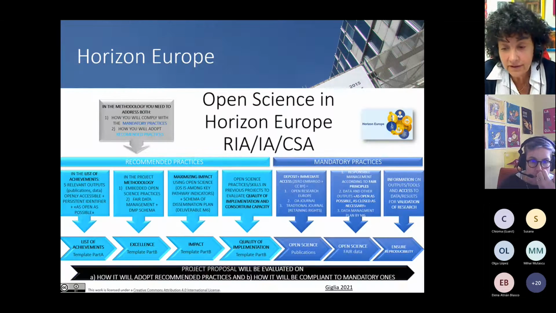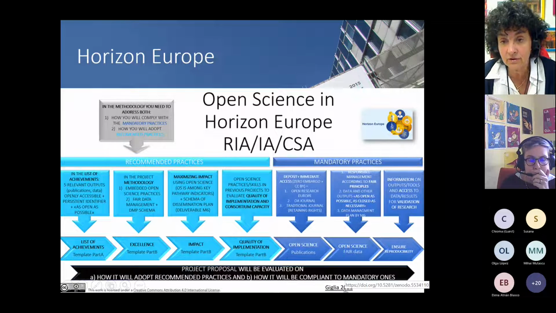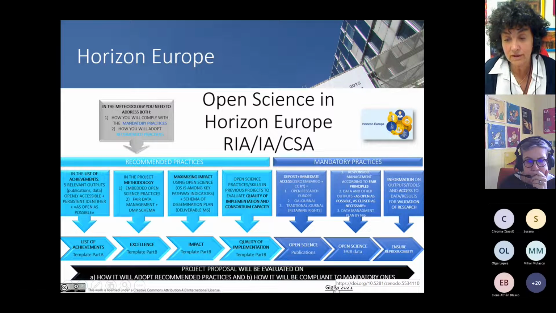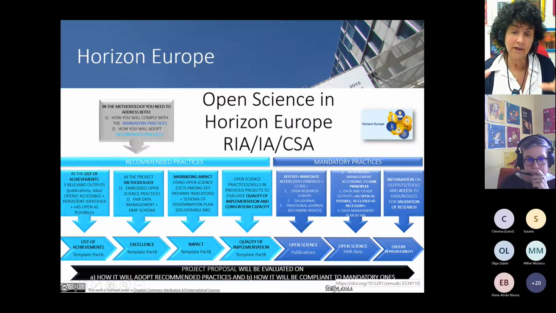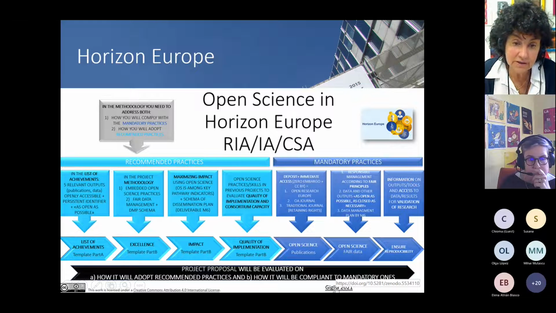This is a guide. I forgot to tell you that the slides are available with a Creative Commons license. So feel free to reuse them, provided that you quote me as the author. The same is true for all the background photos, because they are all mine. And in the slides, you will find the link to the source. So here you will find the link to the Zenodo record, in which you will find this sort of infographic about open science practices in Horizon Europe.